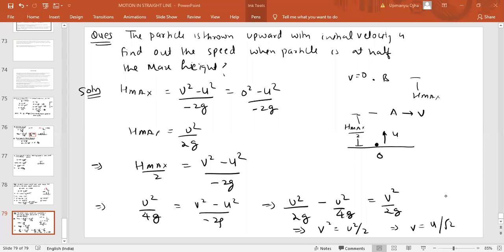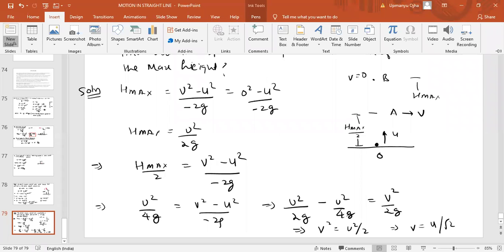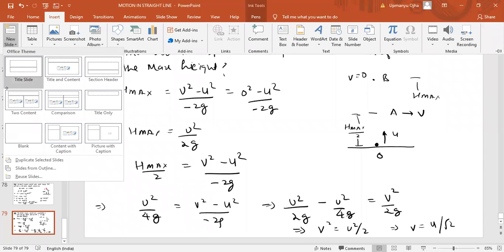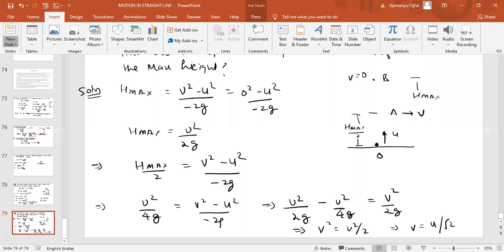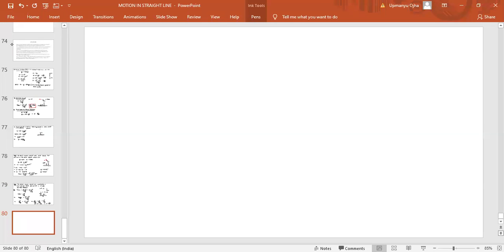How 4g is coming? See, 4g simple. H max is u square by 2g. You put the value of H max here, it becomes u square by 4g only. No problem. Speed, no problem. If they're asking you speed also, then there is no problem in this. Velocity and speed will be same in this case.